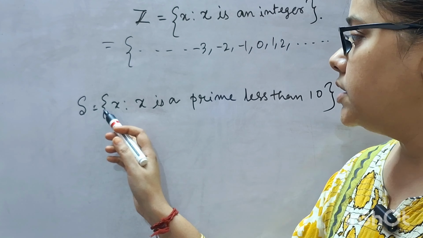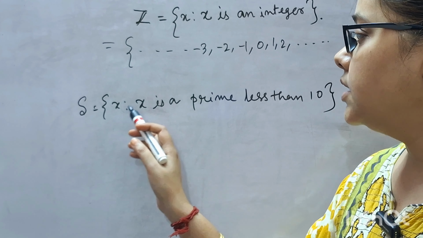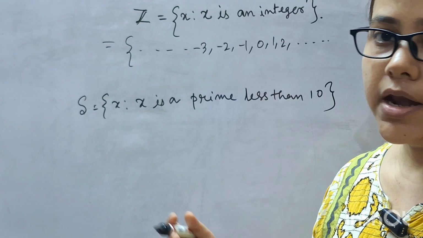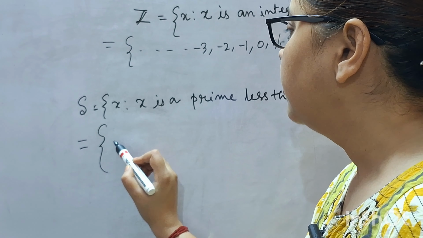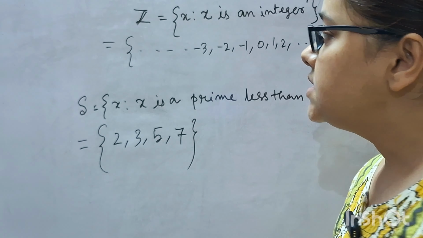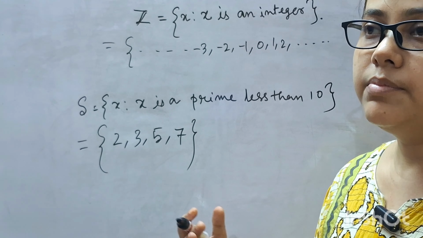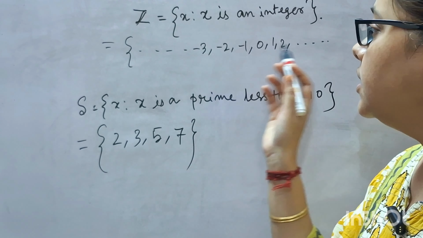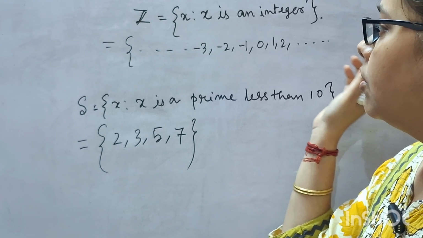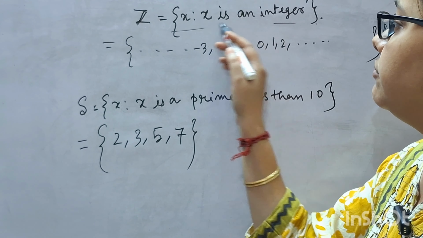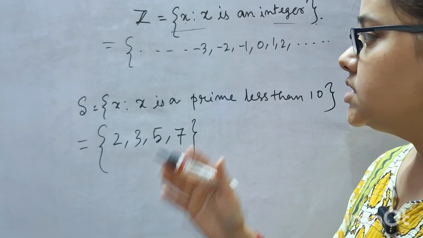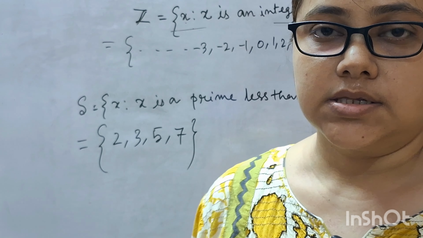Again, if you notice, the set S equals x such that x is a prime less than 10, then if we want to write this set in another way, this set will be equal to 2, 3, 5, 7. So a set can be described by listing all the elements, which are separated by commas and written within curly brackets, or it can be written this way: x such that x is an integer, or x such that x is a prime less than 10. So these are the two different ways by which we can describe a set.